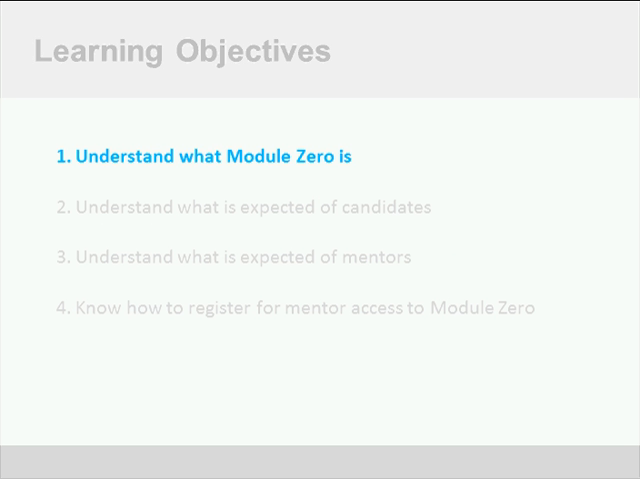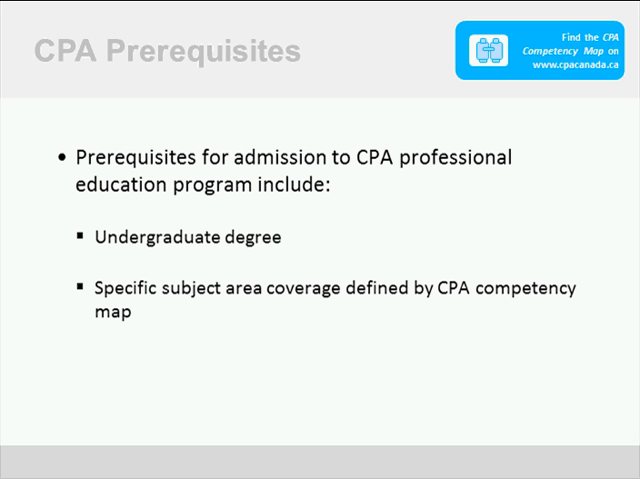So we'll start by discussing what exactly Module 0 is. Before we cover what Module 0 is, it's a pretty good idea to highlight some of what the prerequisites for entry into the CPA professional education program are. So to be admitted, candidates would need an undergraduate degree, and they'd also have to have some specific subject area coverage that is defined in the CPA competency map. And you can find the CPA competency map on the unification website, and that's at cpacanada.ca.